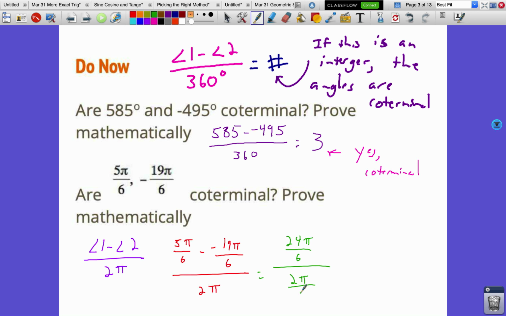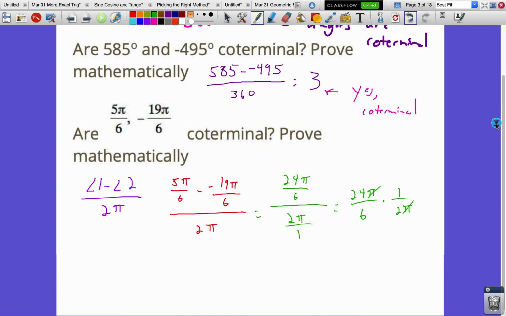I'm going to make that a 2 pi over 1 so that I can copy dot flop this and make this 24 pi over 6 times 1 over 2 pi. Now the pi's can cancel out, and I can multiply straight across the top and straight across the bottom to get 24 over 12, which equals 2. So they're separated by exactly 2 revolutions, and yes, these are coterminal as well.